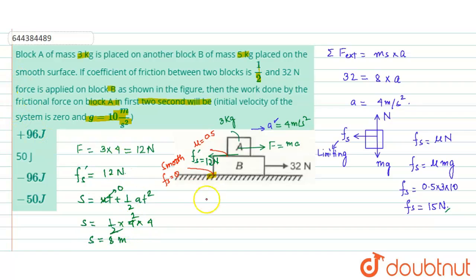Now we have to find the work done due to the frictional force. This is equal to minus Fs dash into the S that we have found. Why are we putting a negative sign? Very clearly this block is accelerating in this direction, so the displacement is in this direction, and the frictional force is in the opposite direction, hence the minus sign. So this will be minus 12 into 8, which is minus 96 joule. So this will be the correct option. I hope you understood the entire explanation.